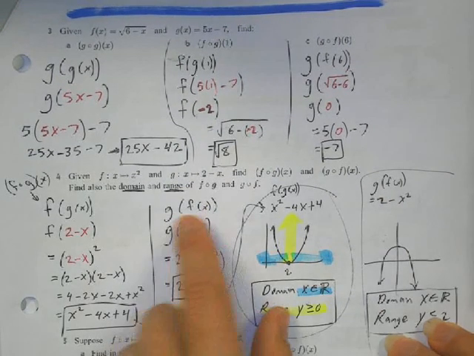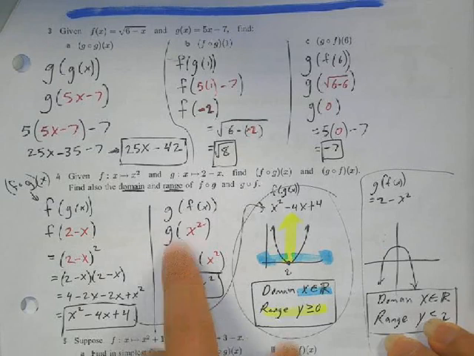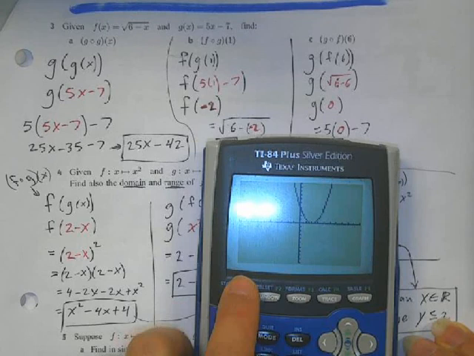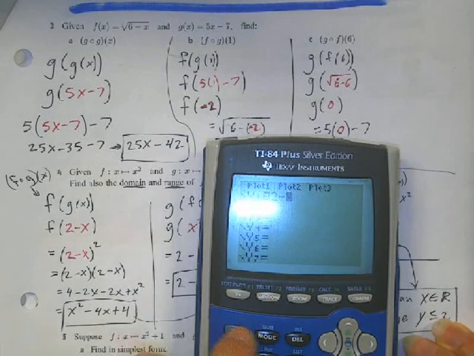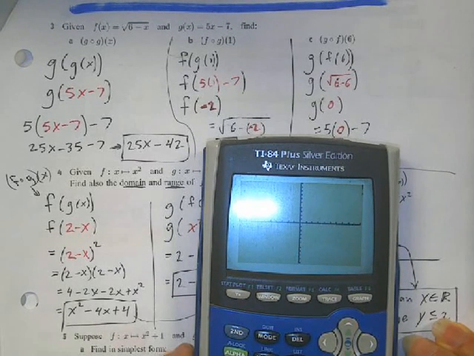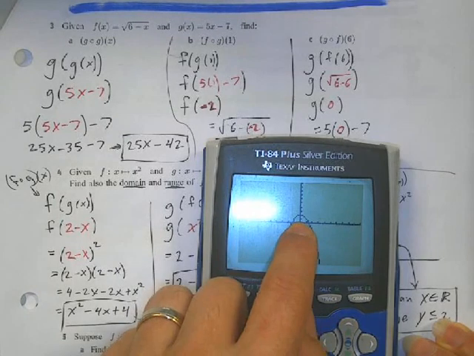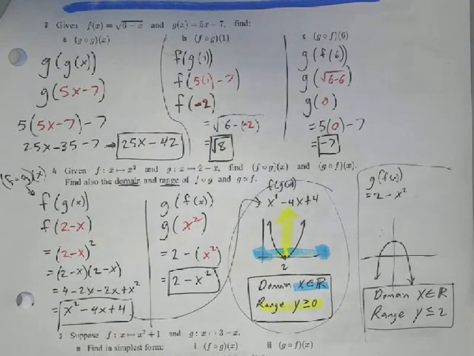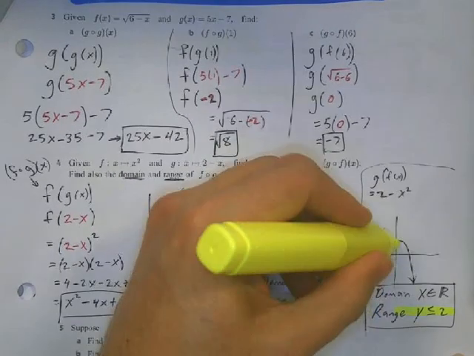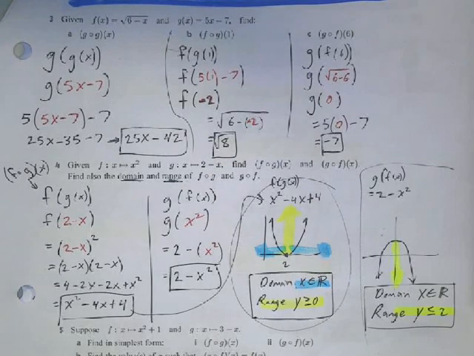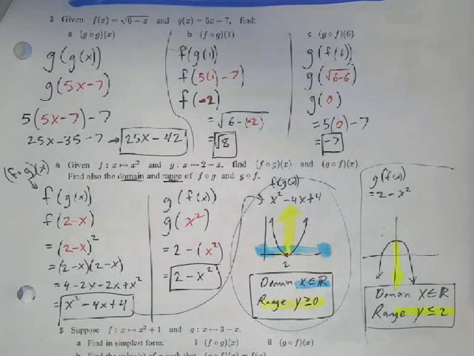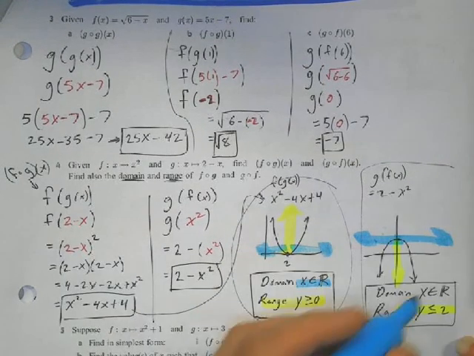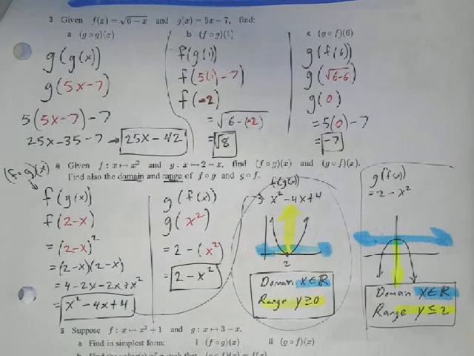Okay, g of x, I did that right here, and I get 2 minus x squared. So if I type that into my calculator, 2 minus x squared, we get an upside down parabola, and the highest point of that is 2. So my range is y is less than or equal to 2, and the domain, just like in the other one, is all real numbers. You can plug in any number in for x and get some sort of answer.